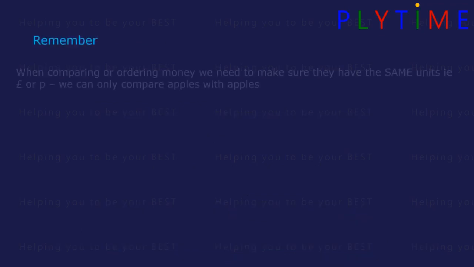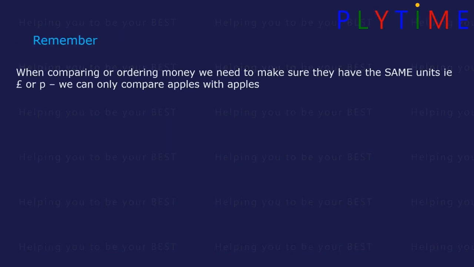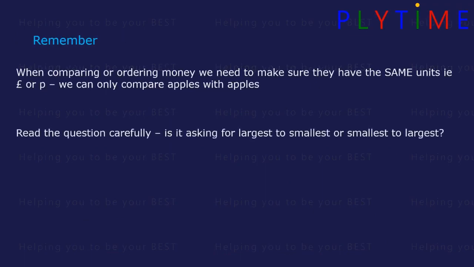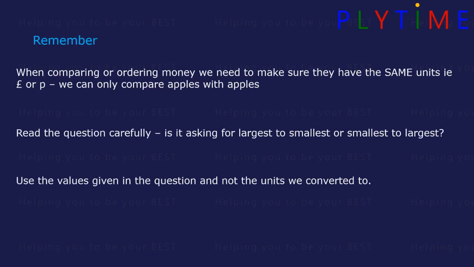Remember, when comparing or ordering money, we need to make sure they have the same units, pounds or pence. We can only compare apples with apples. And read the question carefully. Is it asking for largest to smallest or smallest to largest? Use the values given in the question and not the values that we've converted to.